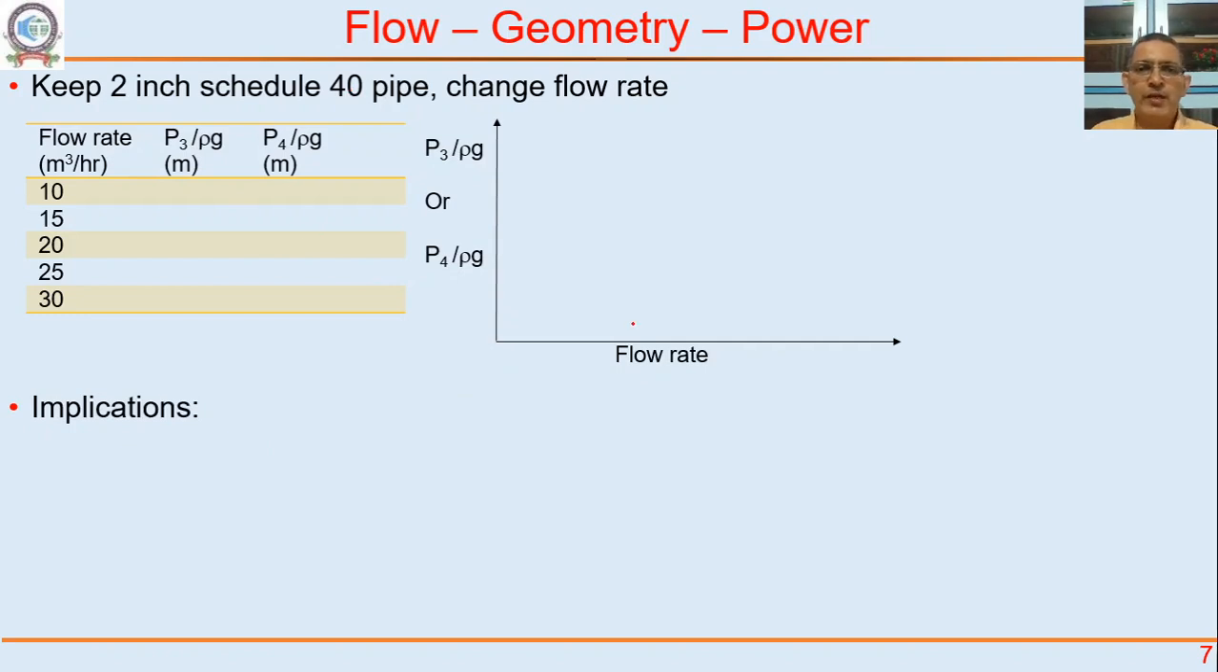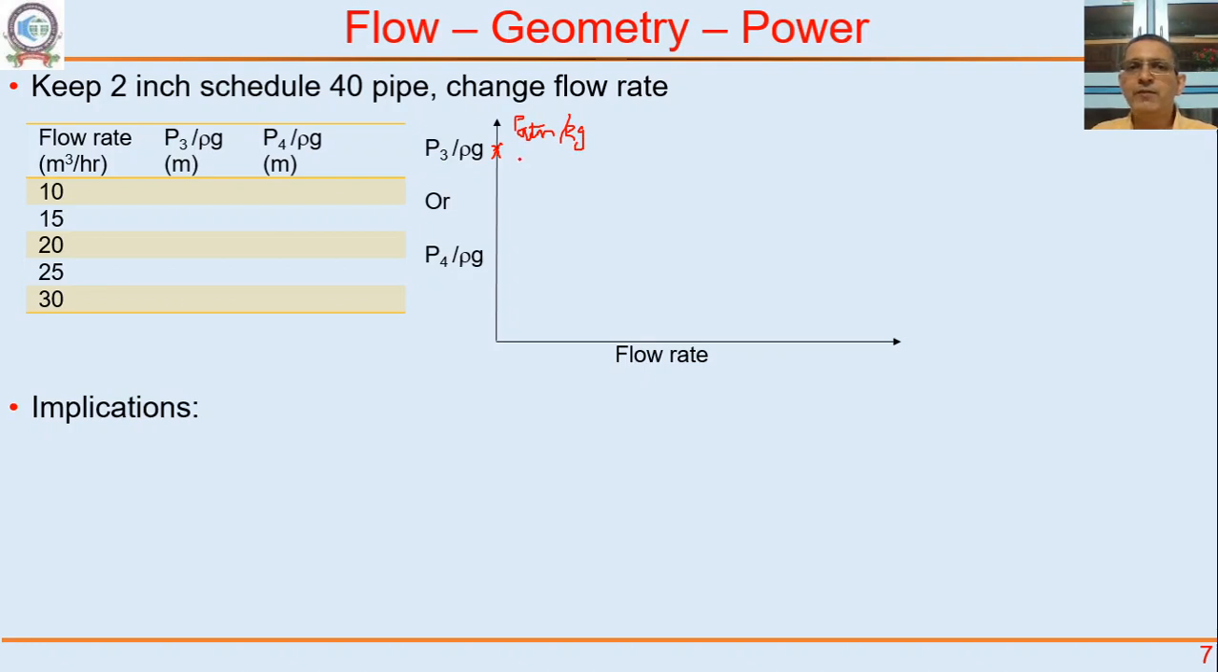Okay, same way, if you change the flow rate, now calculate P3 by rho g and P4 by rho g. Even if the flow rate is 0, P3 by rho g will be some value. P3 will be equal to atmospheric pressure. There is no flow, so there is no head loss between P1 and P3. So this will be atmospheric pressure divided by rho g. You calculate these values for yourself. Use Excel. Only then you will be able to be very clear what we are talking about.